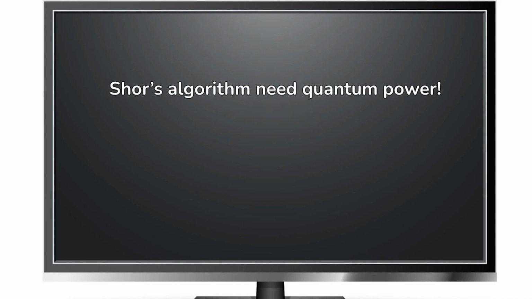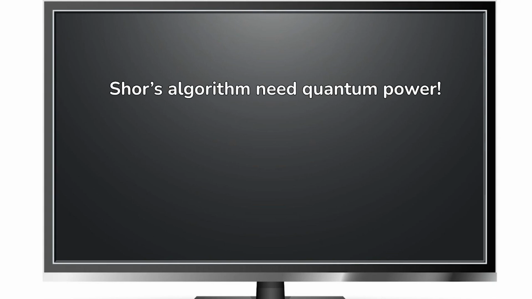But there's a catch. Shor's algorithm only works if you have a large, stable quantum computer with thousands of logical qubits. We don't have that yet. The biggest quantum machines today can't run Shor's algorithm at useful sizes. They can factor small numbers like 21 or 35, but not the 2048-bit numbers used in real encryption. Still, it's a proof of concept, and it shows that quantum computers can do things classical ones simply cannot.